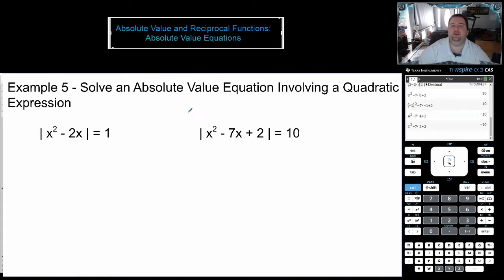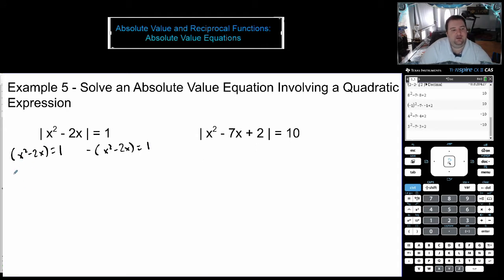So now we're going to be solving an absolute value equation involving a quadratic expression. It's going to be the same as before. We're going to want to split this up into our two cases. So we're going to have x squared minus 2x equals 1, and we're going to have negative x squared minus 2x equals 1. Let's go through the one on the left first.